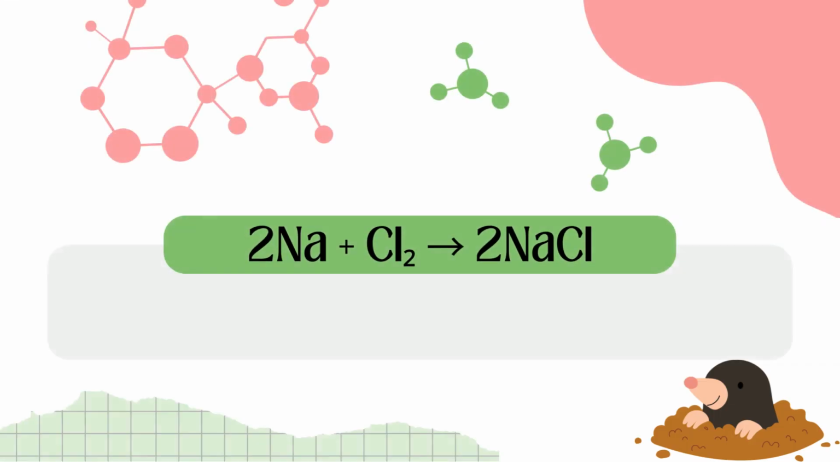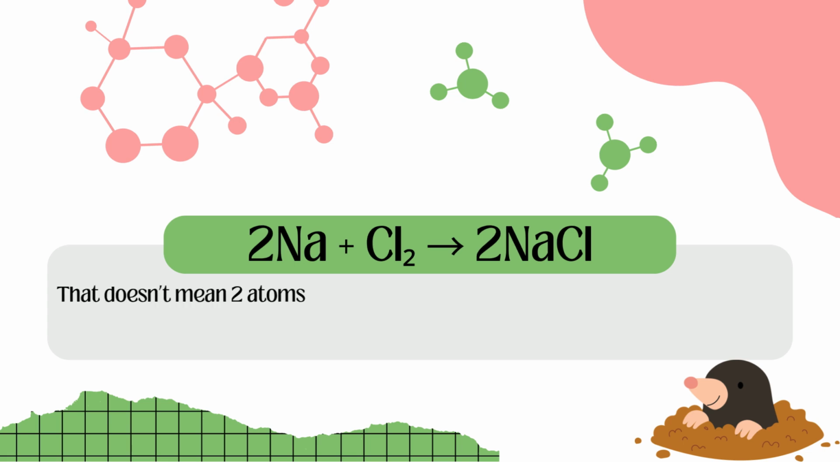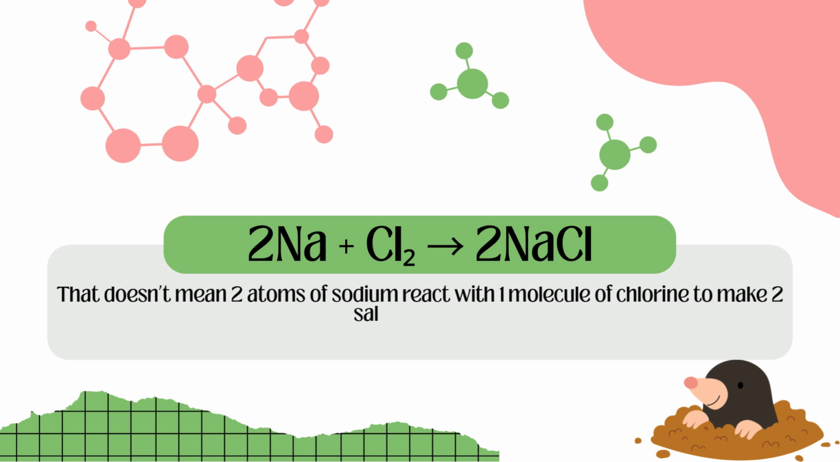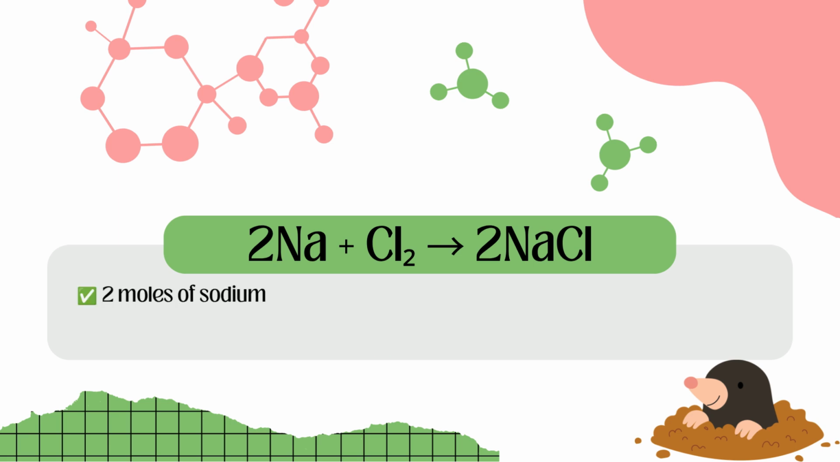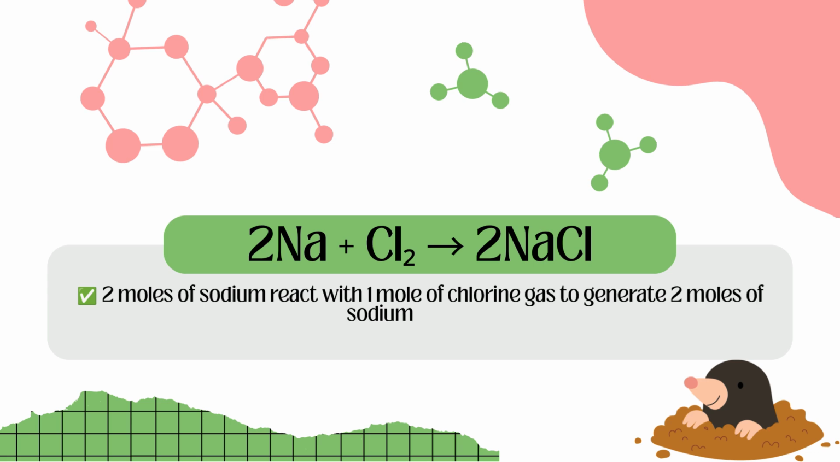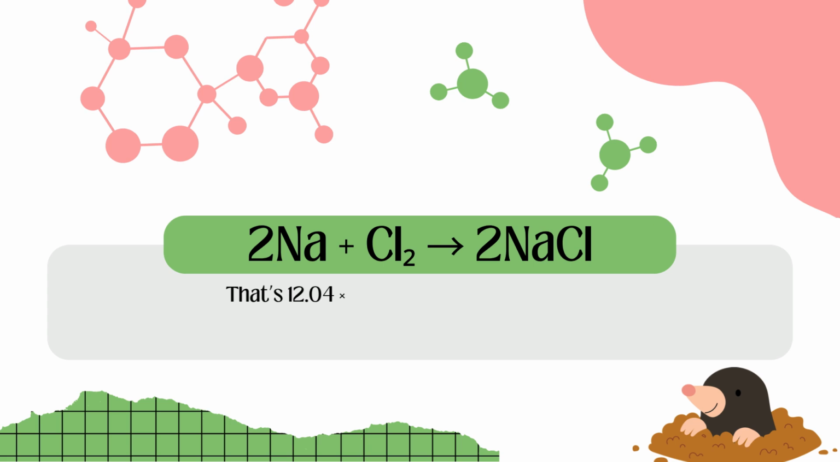Let's bust a huge myth right away. When you look at 2Na plus Cl2 yields 2NaCl, it does not mean just two single sodium atoms reacting with one chlorine molecule to yield two salt molecules. No way! It means 2 moles of sodium react with 1 mole of chlorine gas to generate 2 moles of sodium chloride. We are talking about 12.04 times 10 to the power of 23 sodium atoms, not a tiny pair.